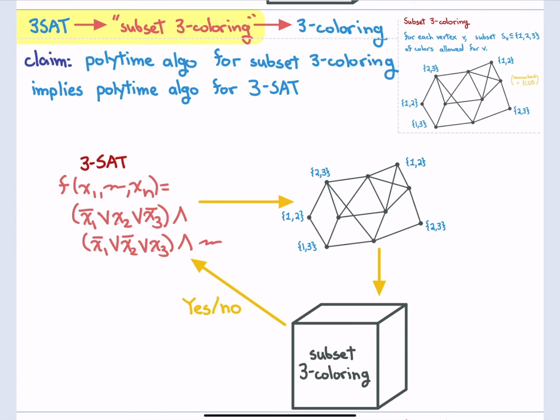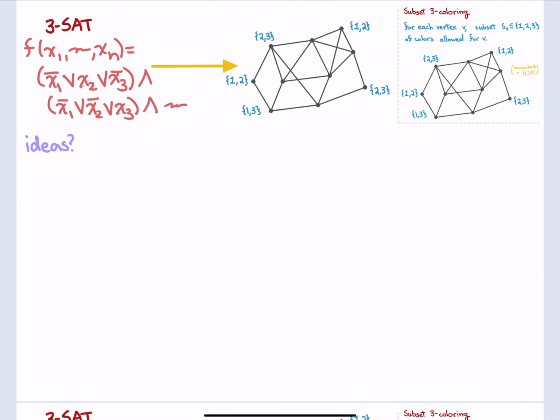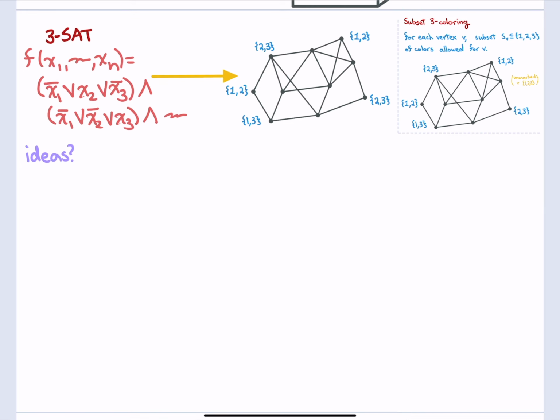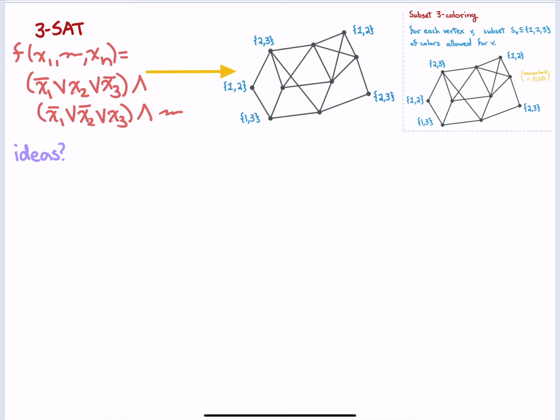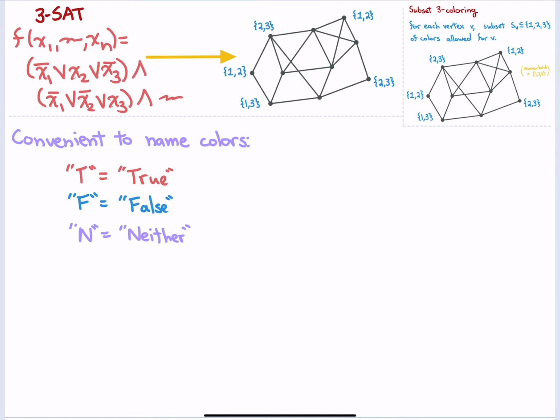Okay. All right, so let me give you guys a chance to guess again. You take as input a 3-SAT formula, and you want to output some instance of subset coloring. Any ideas? Let me give a hint. Okay, I don't know how helpful this is.